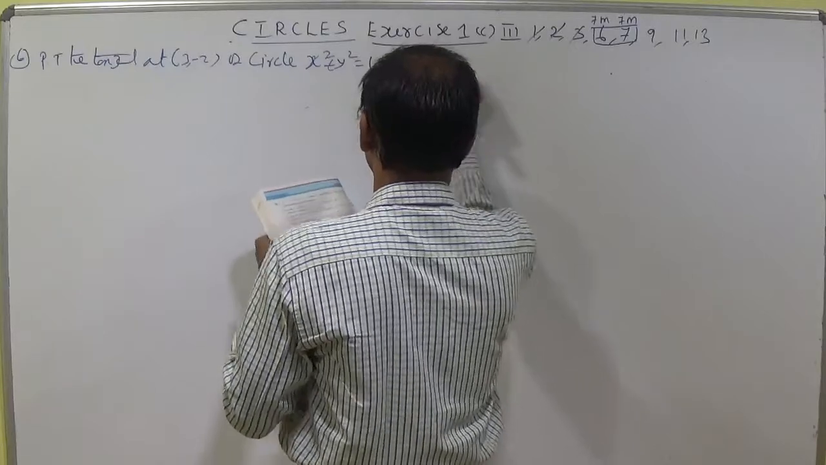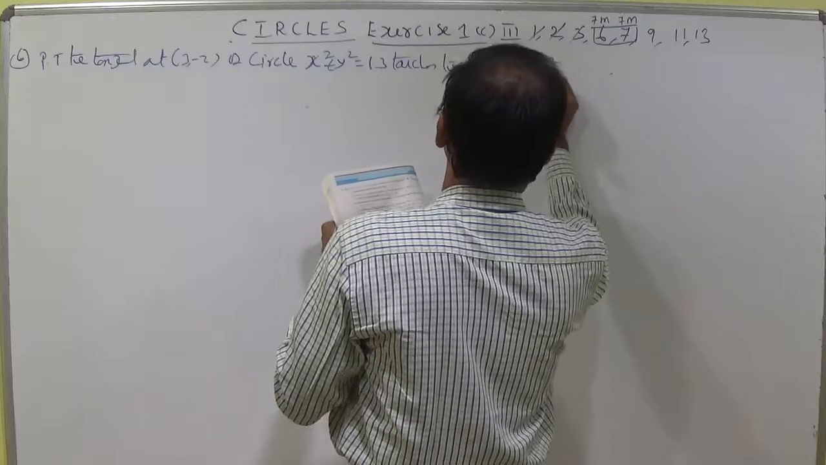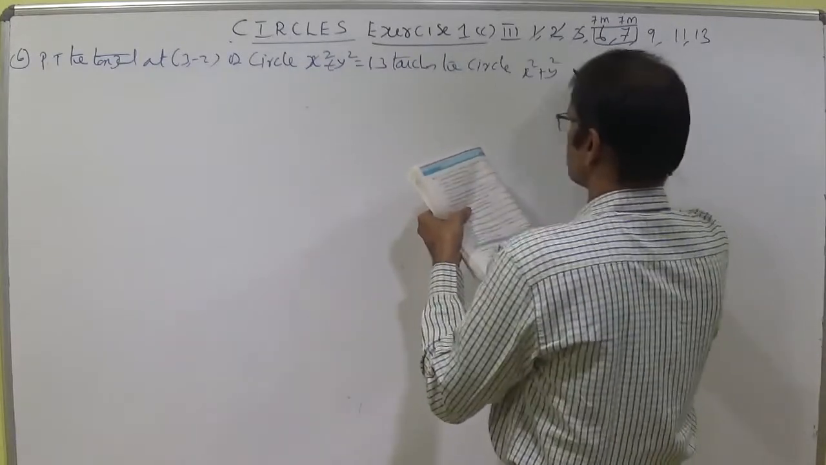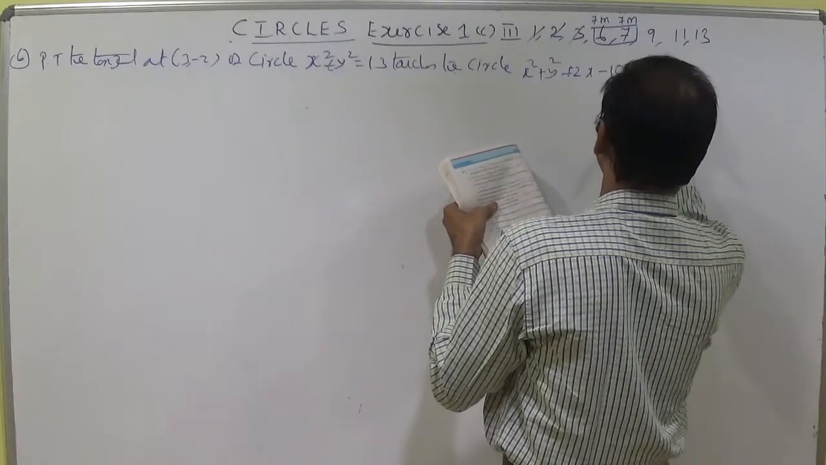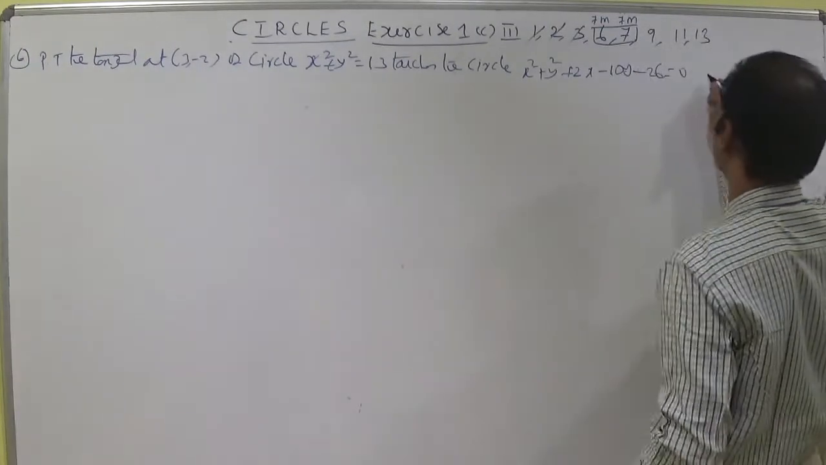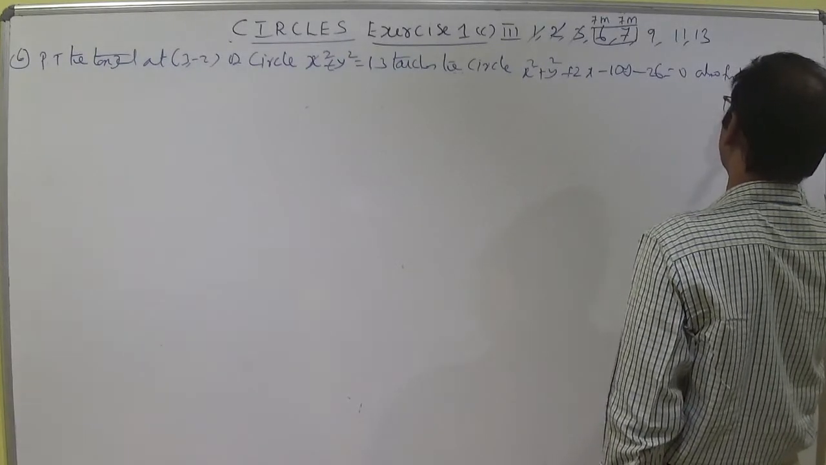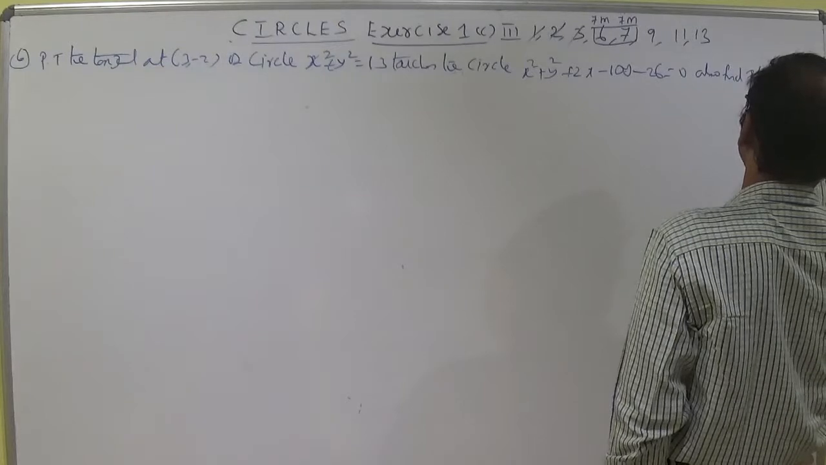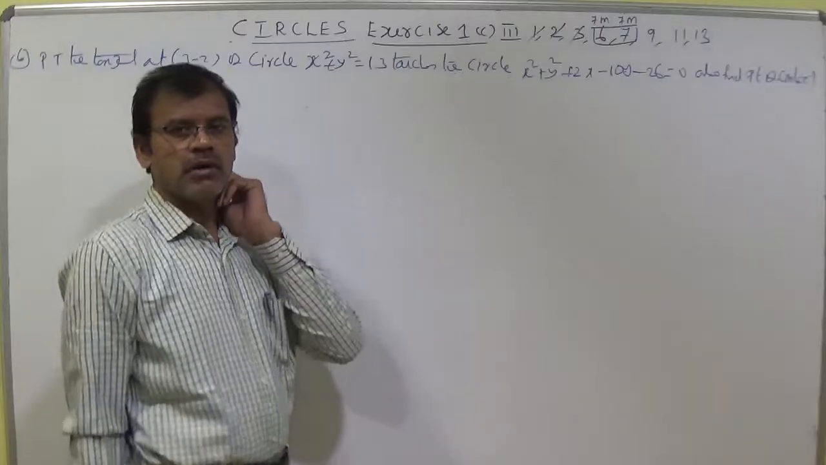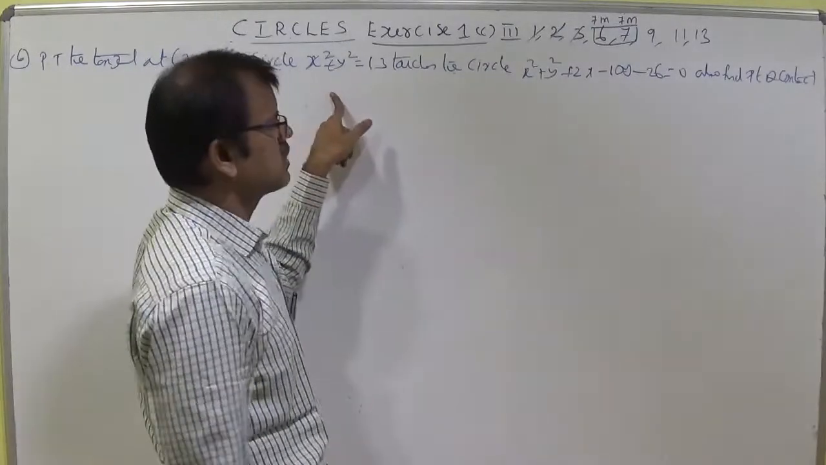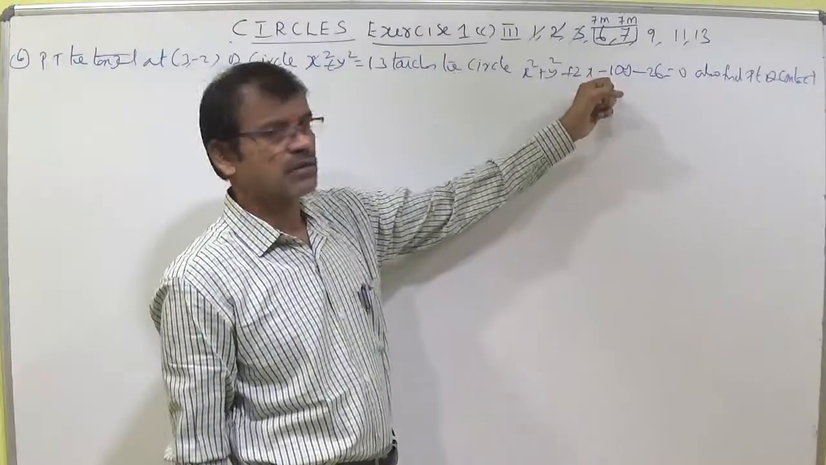touches the circle x square plus y square plus 2x minus 10y minus 26 equal to 0. Also find the point of contact. The tangent at 3 comma minus 2 for this circle also touches this second circle, and also find the point of contact.